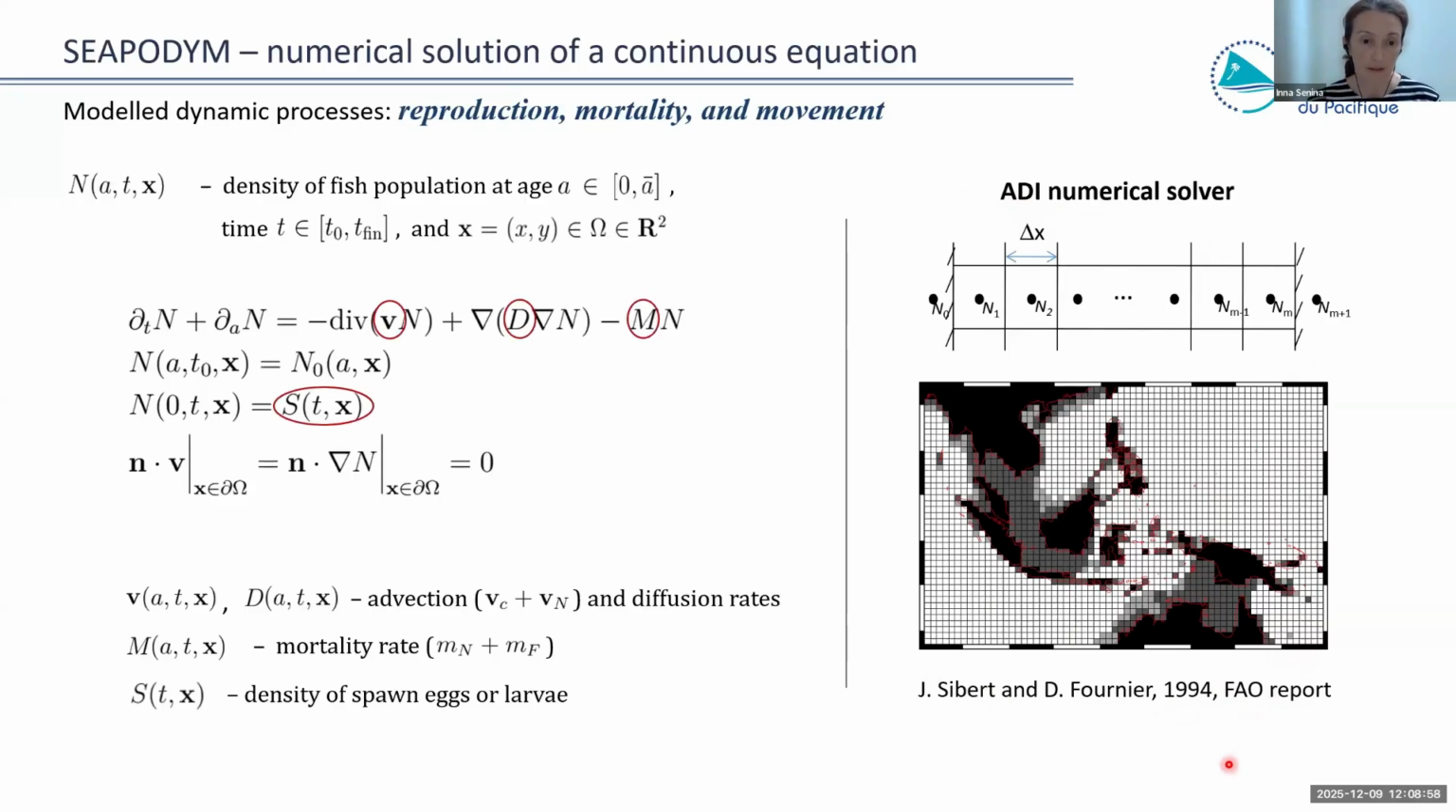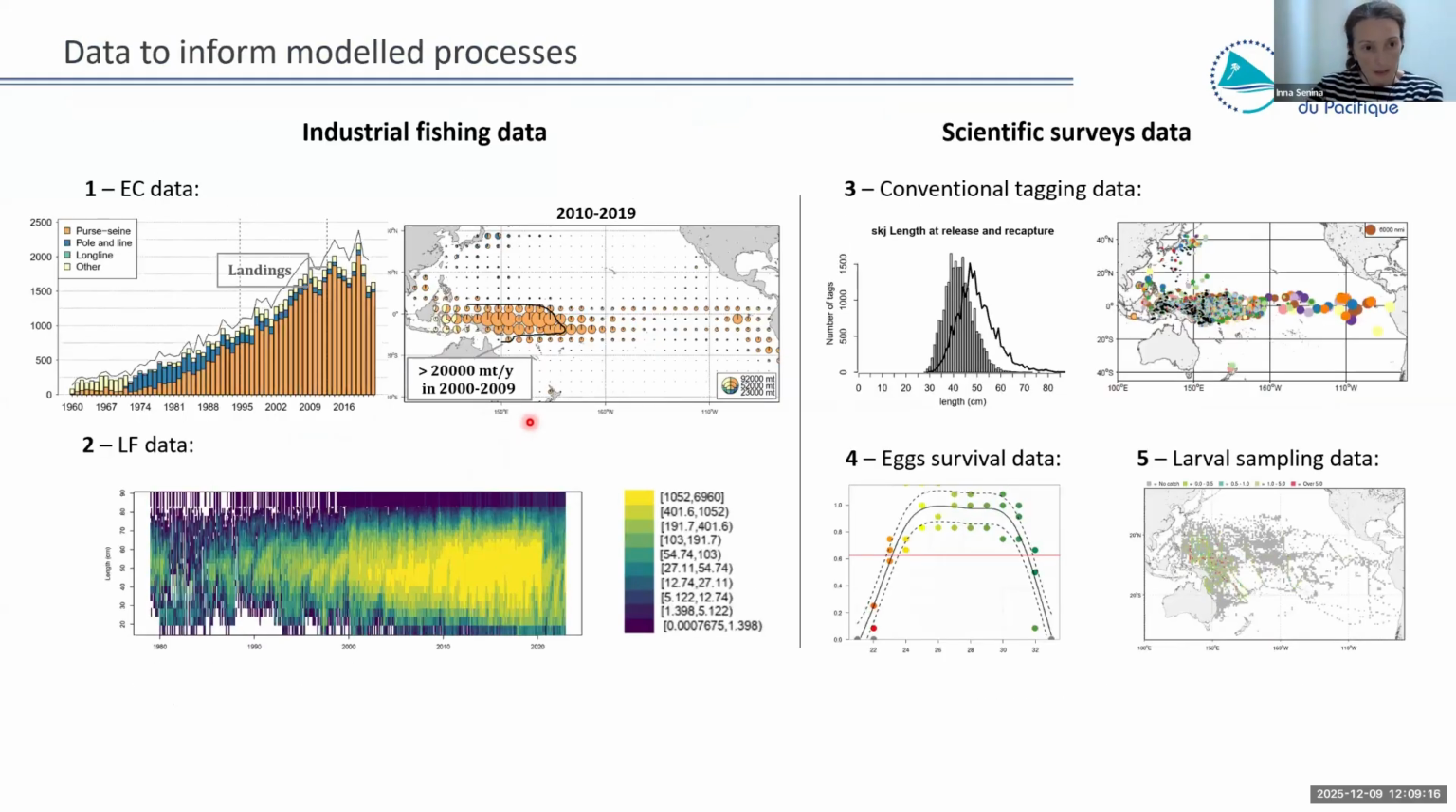Now we have a nice simulation tool, but we want to estimate those dynamic rates: velocities of advection, diffusion rate, mortalities, and reproduction rate. So we inform those rates, we inform our modeled processes by the data. And as was already said, for spatial temporal data we need the model and we need the georeferenced data.